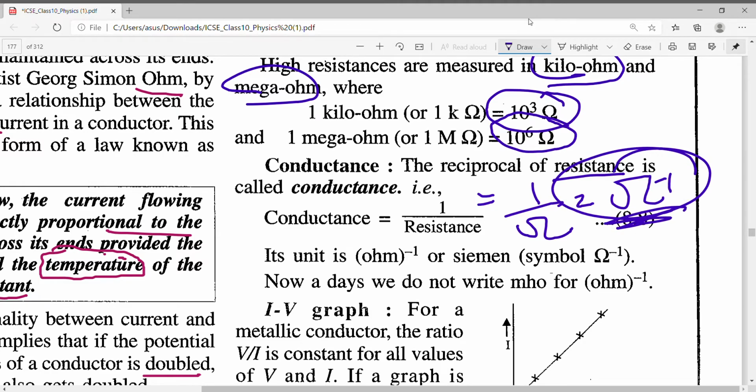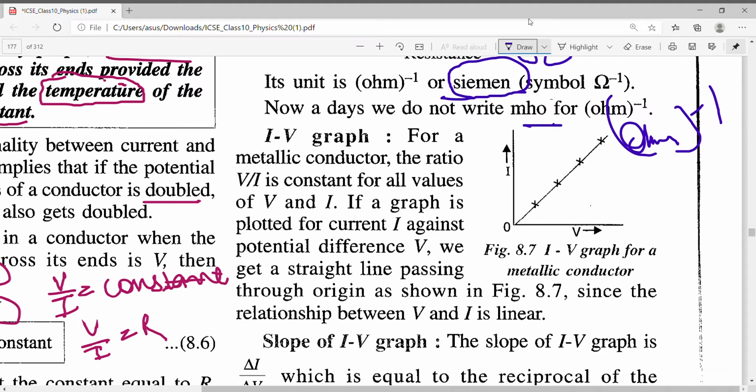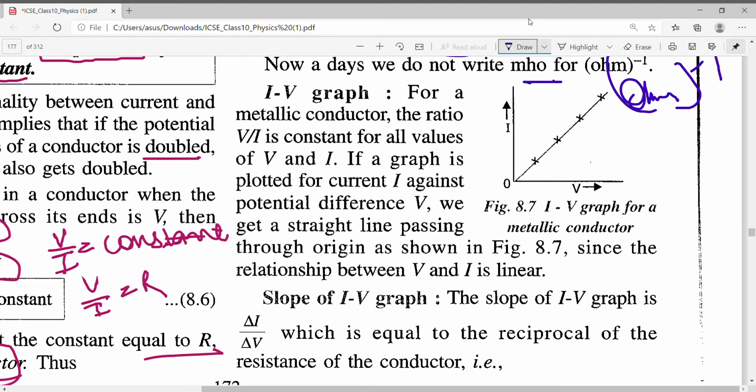We do not write it as mho nowadays. Basically, we call it Siemens, or you can write it as ohm raised to minus 1. Correct? Now let's talk about the IV graph. For a metallic conductor, the ratio of V upon I is constant for all values of V and I.